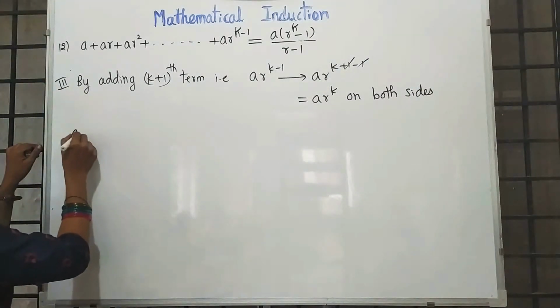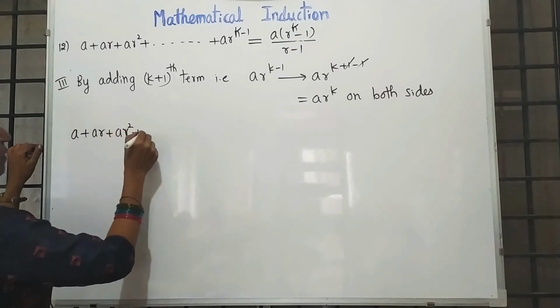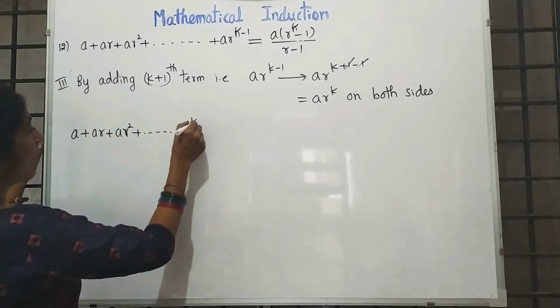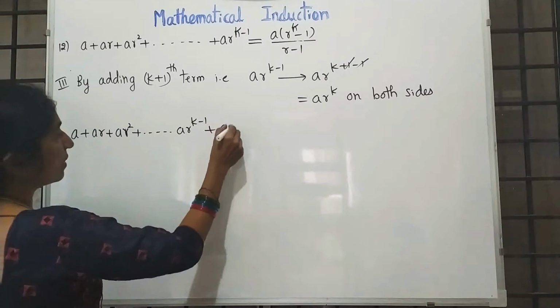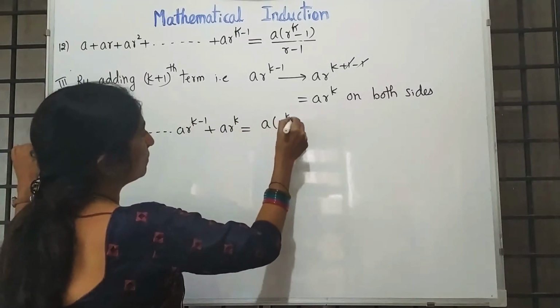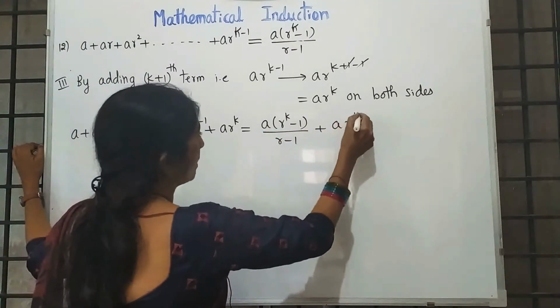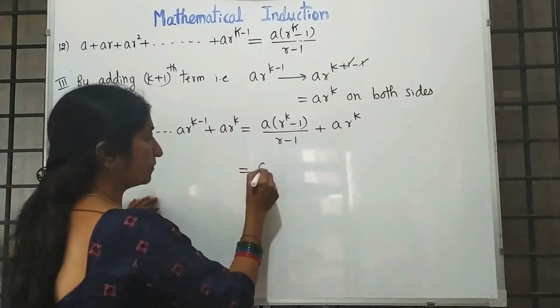That is a plus ar square plus continuation a into r raised to k minus 1, a into r raised to k is equal to, plus a into r raised to k. Take the LCM.